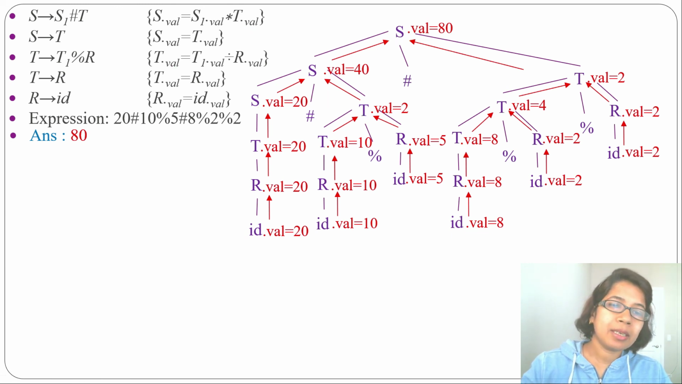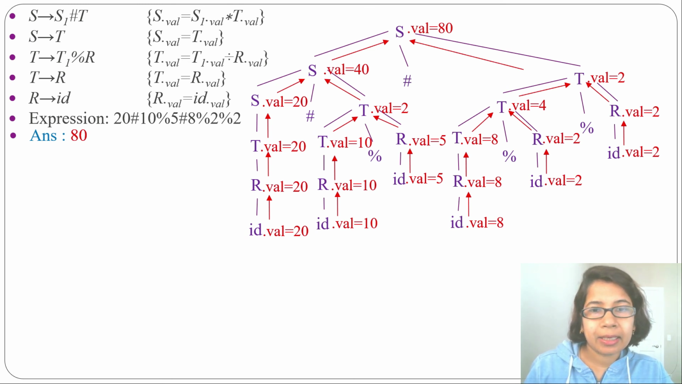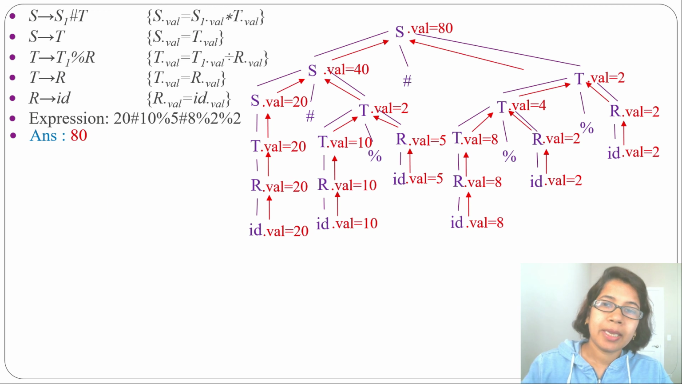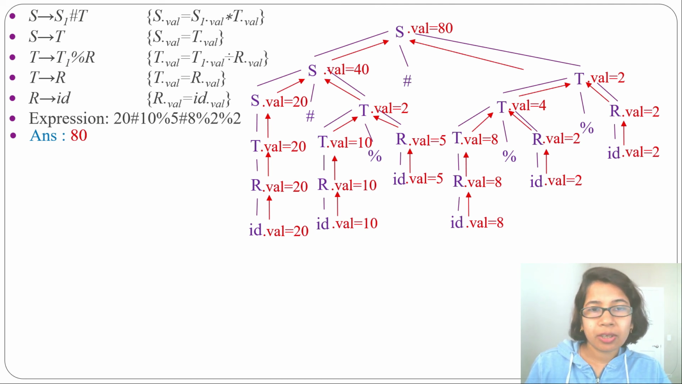Either you can directly replace the operator and solve, or you can construct the parse tree and evaluate in bottom-up order. Anyway, you'll get the same answer, 80. I already discussed this chapter in the compiler design lecture. Just go through that. You can easily solve this question.